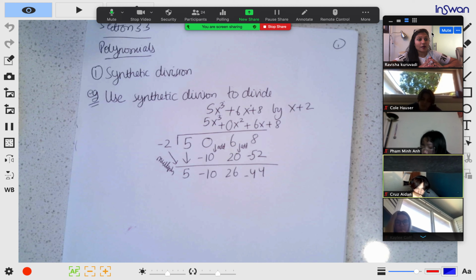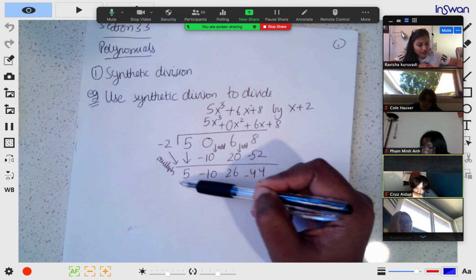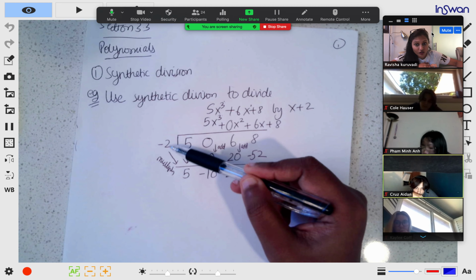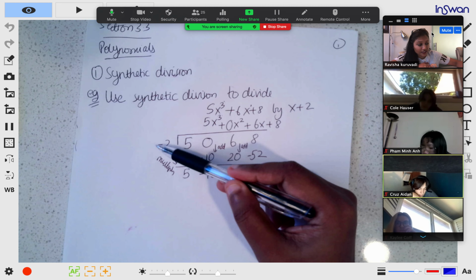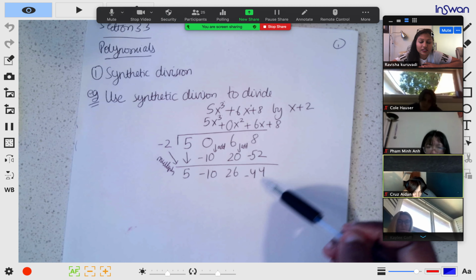Anyone who did not get how I did it: the first term you will get down as it is, and whatever you're writing here, you're multiplying with the divisor here, we call it the divisor here, and writing it in the second column, then adding it, and you keep on doing till the time you get the last term here.